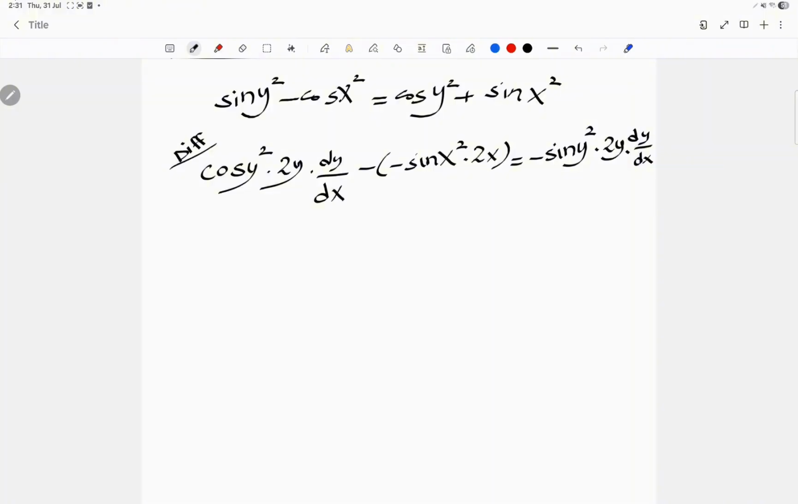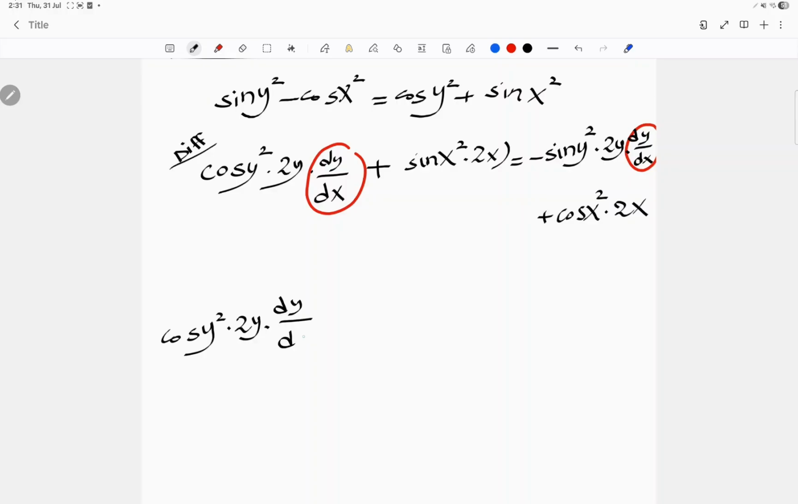Correct so far? And the sine x squared becomes cosine x squared times 2x. Okay? Now, minus with minus, plus. Let's now isolate dy over dx to be by itself on the left side. So now we're going to have cosine y squared times 2y dy over dx plus sine y squared 2y dy over dx.